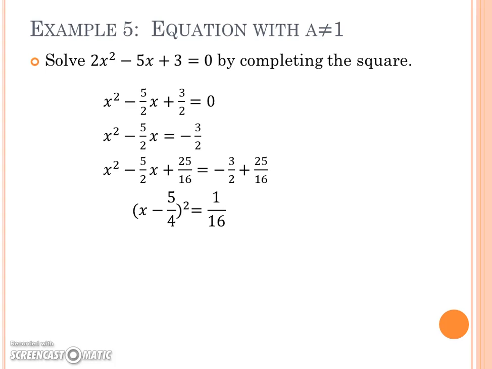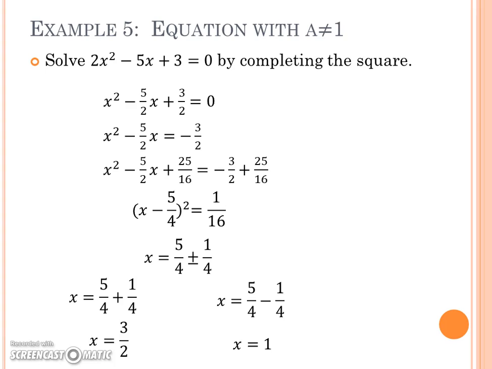We're going to use the square root property, so we get x minus 5/4 equals positive or negative 1/4. Then we're going to add 5/4 to each side, and then write it as two equations. We simplify both, we get 3/2 and 1. So that's our solution set.